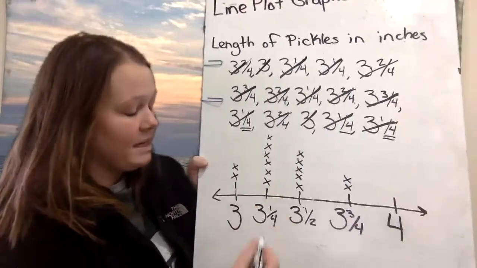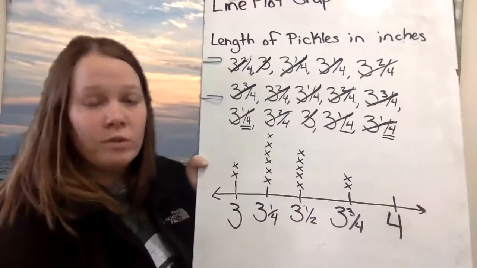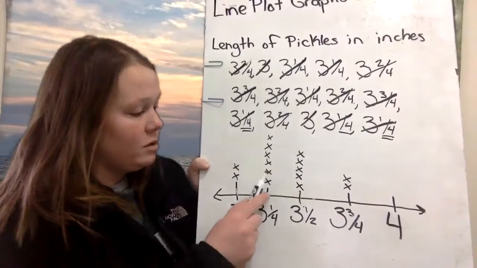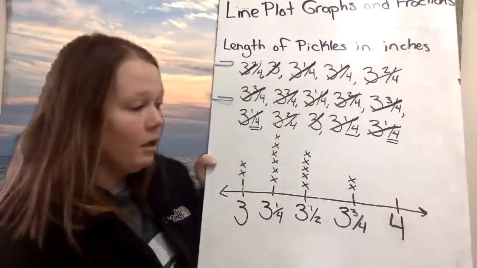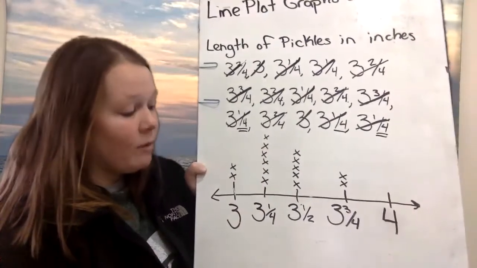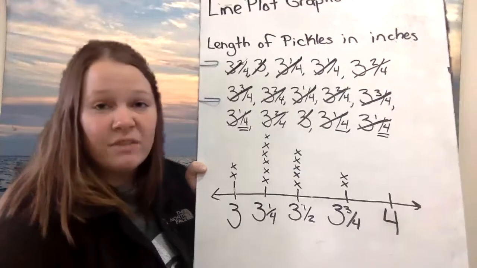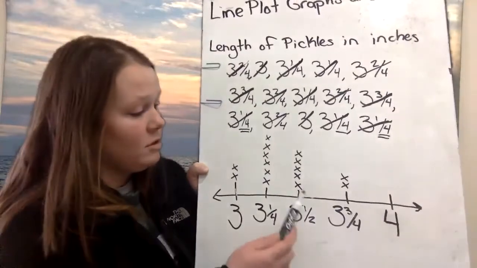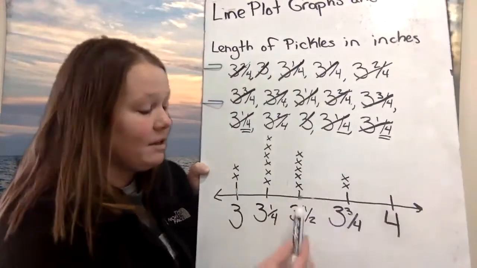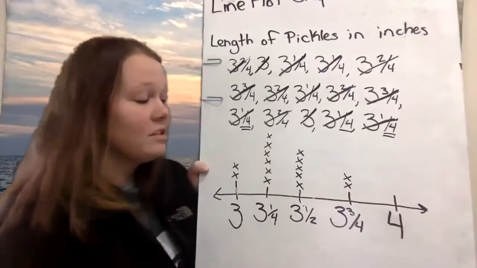So in this case, if I said, how many pickles were 3 1/4 inches long? I would say there's 1, 2, 3, 4, 5, 6 of them. If I told you how many pickles are 3.5 inches or more in length, you would tell me 1, 2, 3, 4, 5, 6, 7, because 3.5 or more, there's 7 pickles.